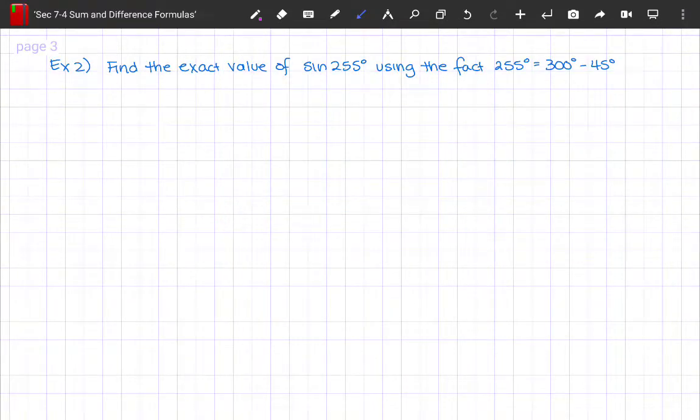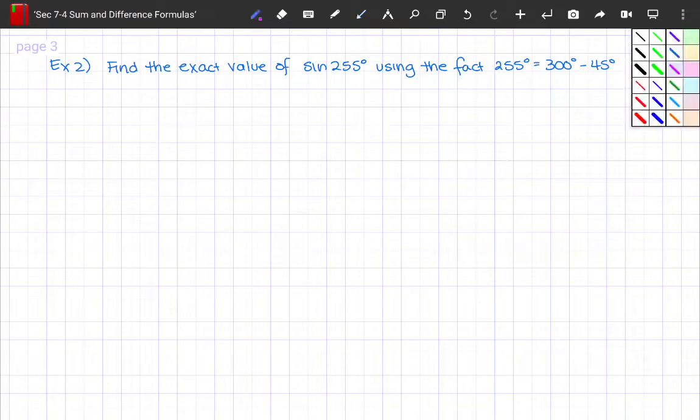Okay, so these actually come in handy also for finding exact answers for things that don't have a nice reference angle. Like 255 degrees, if we think about that, that's in quadrant 3 with a reference angle of 75 degrees. That's not on our table. And that's okay, because we have another way of evaluating it. Let's see how we do it. So they've given us a hint here.